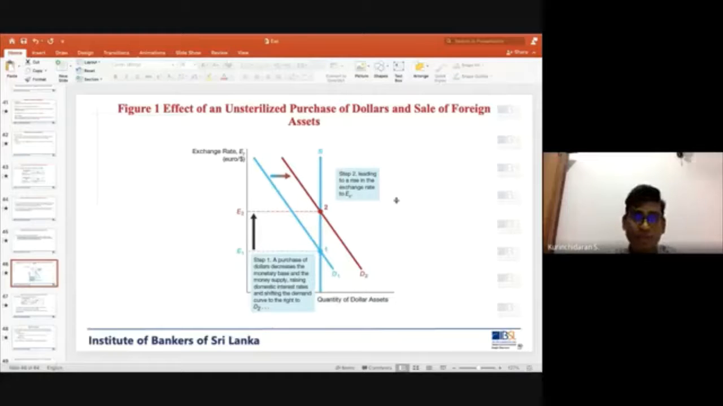Now, what will happen? The value of the rupee will increase from E1 to E2. Earlier, if it was 150 rupees per dollar, now maybe 130. Clear? So this is how the unsterilized intervention affects the market. Clear?